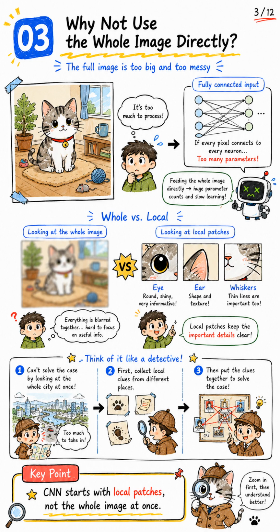You may ask, why not just feed the whole image into a normal neural network? Technically, we can do that, but it is not a smart idea. Images can be huge. If every pixel connects to every neuron, the number of parameters becomes enormous. Even worse, images have spatial structure. A cat's ears, eyes, nose, and whiskers are all local patterns. They are built from small regions. If we flatten the whole image too early, the model may lose these local relationships. So CNN uses a smarter strategy. Do not look at the whole image at once. First, look at small local areas.